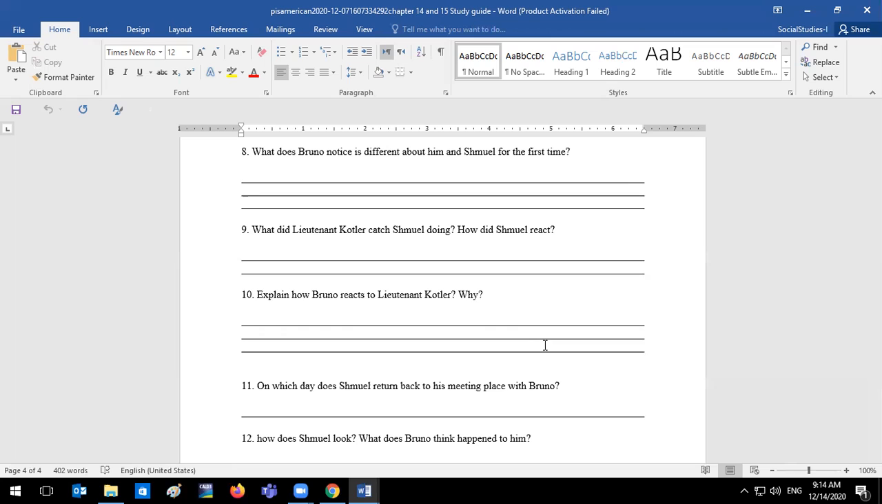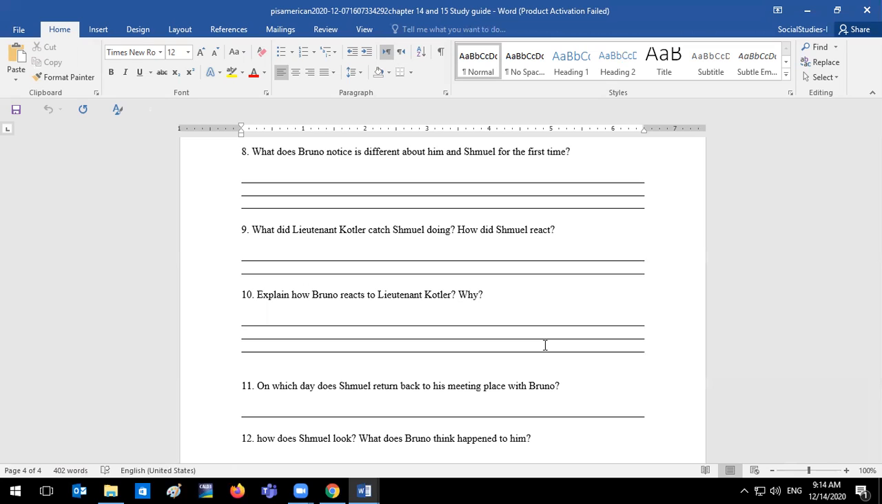And we see that Bruno did a very cowardly act, and he denied his friendship with Shmuel. He told Lieutenant Kotler that he never met Shmuel in his life, and that he never spoke to him before. He doesn't know him. And of course, we know that Lieutenant Kotler took Shmuel back to the concentration camp and punched him severely. He hurt him. He was bruised all over.